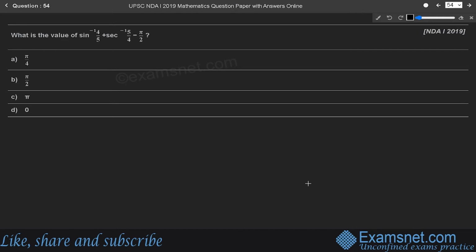So it can be written as sine inverse 4 by 5 plus sec inverse 5 by 4, which can be written as cos inverse 4 by 5, minus pi by 2, which will be equal to pi by 2 minus pi by 2, which gives 0. So the value of this expression is 0. Therefore the correct option is option number D. See, you can see that very simple questions are coming here.